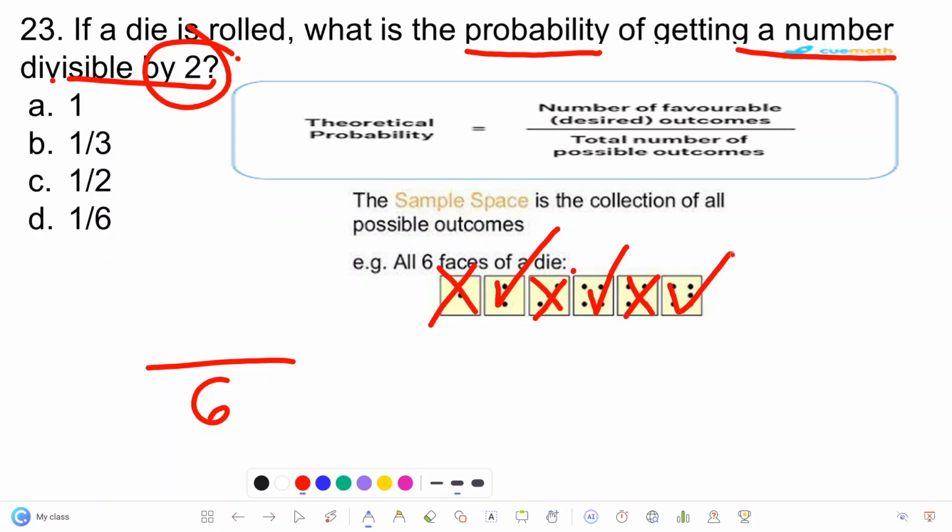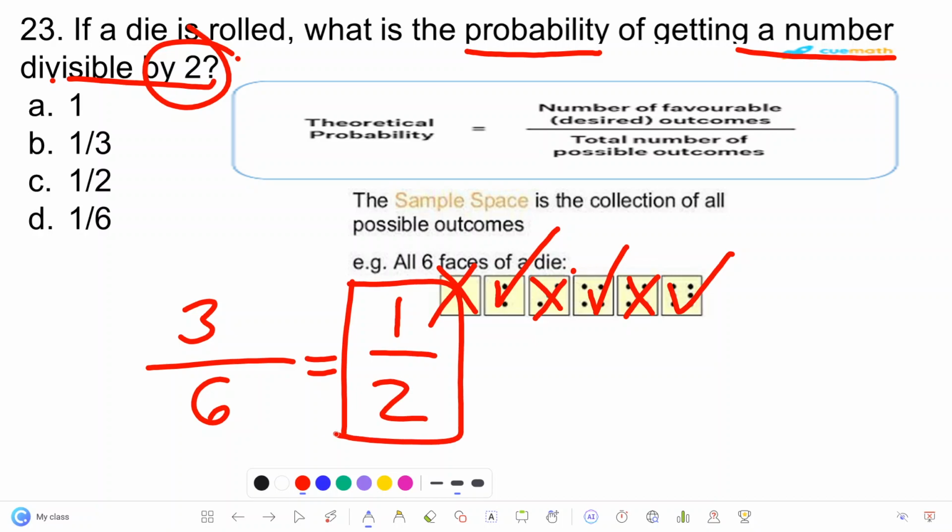So, meron kang 1, 2, 3 over 6 na probability. If you reduce this one, if you divide the numerator and denominator by 3, you will have 1 half. So, ito yung probability of getting a number divisible by 2 kapag nagtapon ka ng isang dice. So, that is letter C. Okay? So, next. Let's proceed to item number 24.